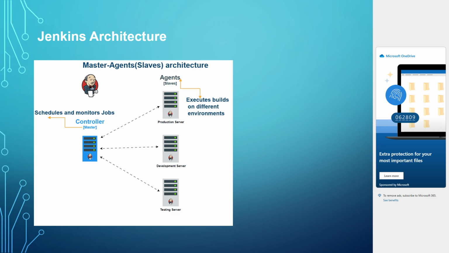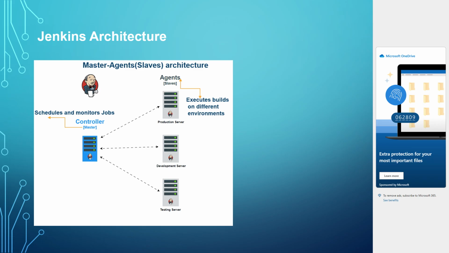Now the important thing is here. Let's understand the architecture of Jenkins. It's a very straightforward architecture. It is a master-agent, or master-slave, architecture. The master is the main server where you have Jenkins installed, and it takes care of the scheduling and monitoring of the jobs. You can also call this a controller.